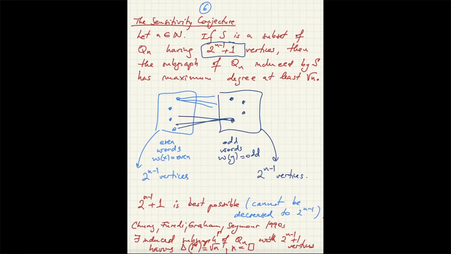Okay, so there's a construction of such a subgraph. Now the record before the result that I'll state in a second: the best result until recently was also proved by Chung, Füredi, Graham, and Seymour, and they had a lower bound on this maximum degree of log n. Now the result that I'll tell you about is now a theorem due to a brilliant mathematician named Hao Huang, who in 2019 proved the sensitivity conjecture. And I hope to give you the gist of the idea of his proof in the remaining 20 minutes.